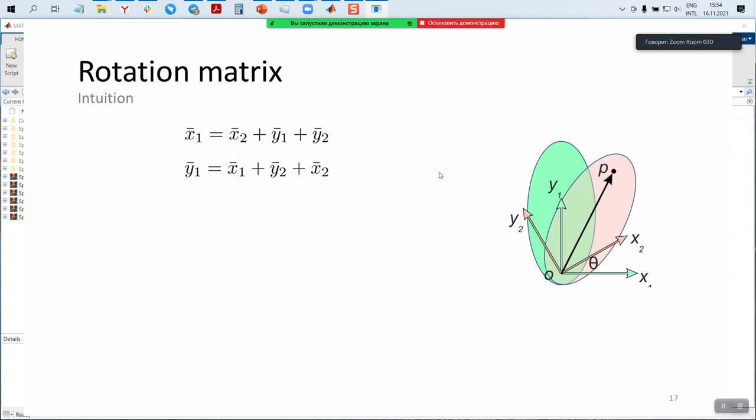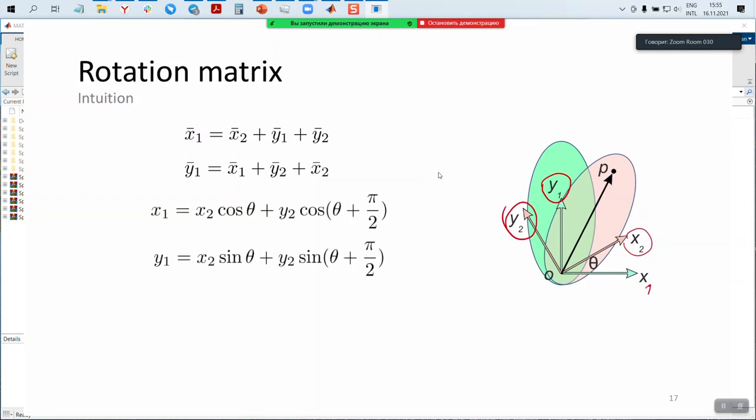So here we can derive something like this. You have two bodies, the pink body and the yellow body, and the point P is rigidly connected with the pink body. So we want to express the position of point P with respect to both frames, both coordinate systems. And we can write down that x1 equals x2 plus y2, and you can project everything on x1.